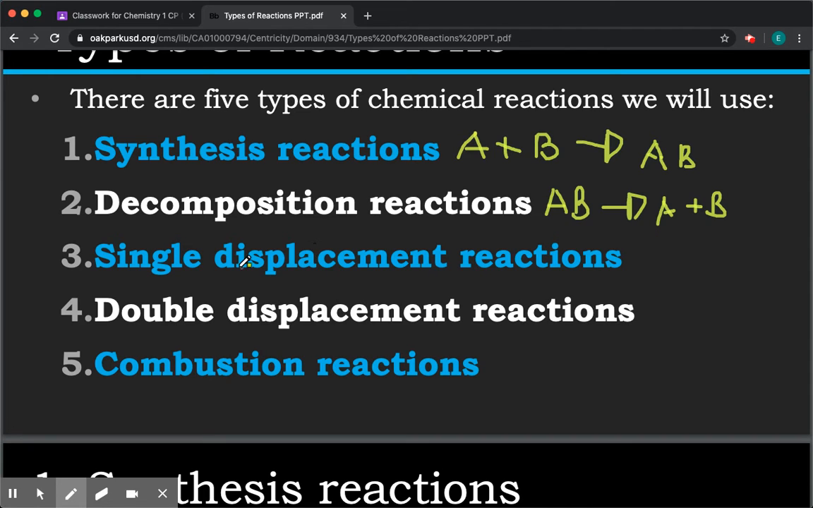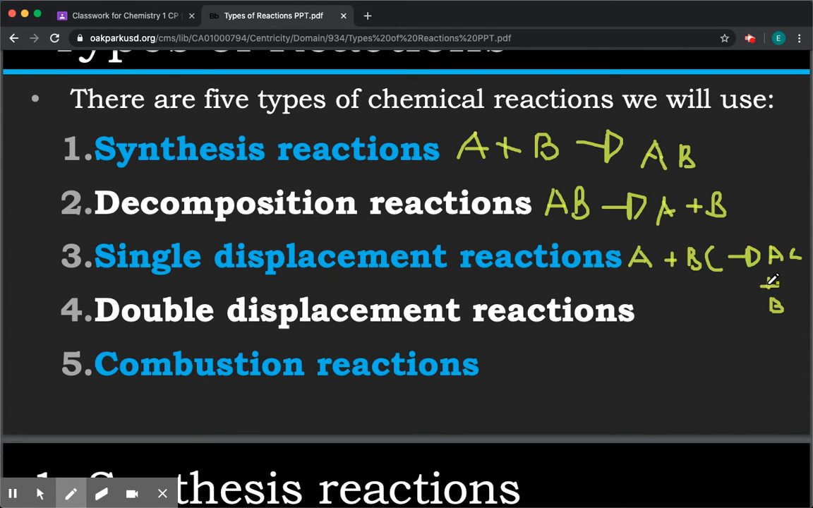Single displacement or replacement is the same thing as when you have a single lone individual kicking out another chemical from its partner. So let's say you have A plus BC. This is now going to make AC. The A kicked out the B. Now you get AC and you have B by itself.